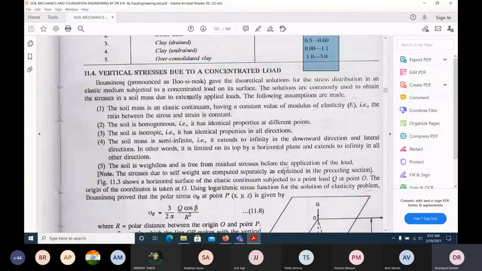Now let us see this particular theory. Boussinesq gave a theoretical solution for this: vertical stress due to a concentrated load. Now we will focus on the load applied, like we'll see in beams, columns or buildings. First, we will apply a concentrated load, and we'll find out the shear stress, bending moment, and so on.